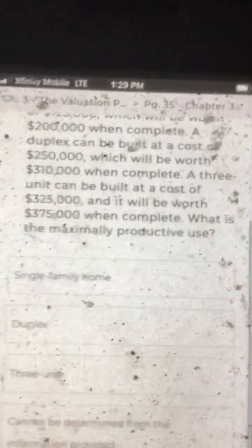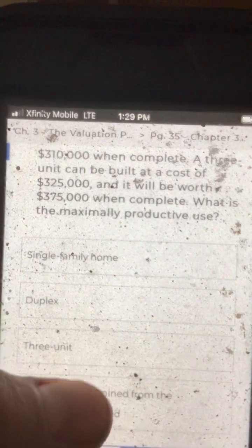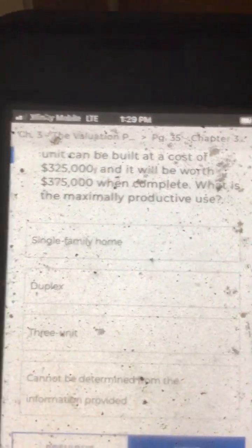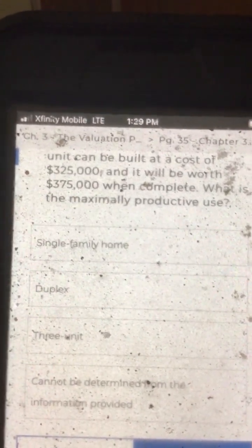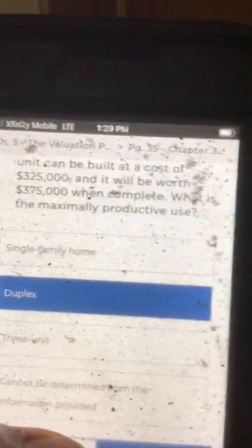A, a single family home. B, a duplex. C, 3-unit. Or D, cannot be determined from the information provided. I'm gonna go B, a duplex.